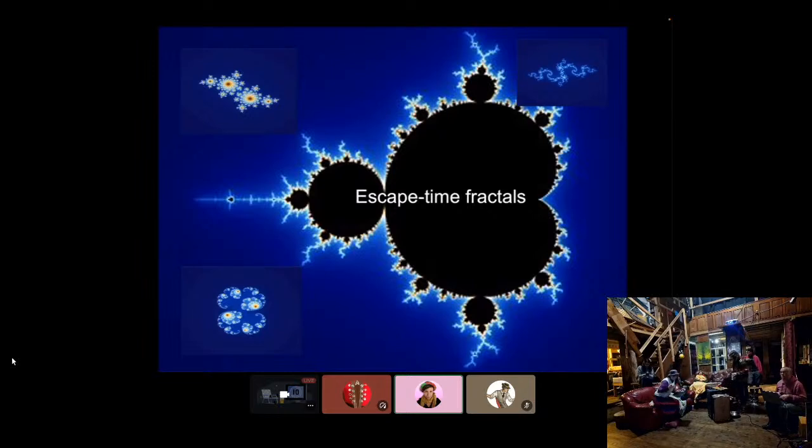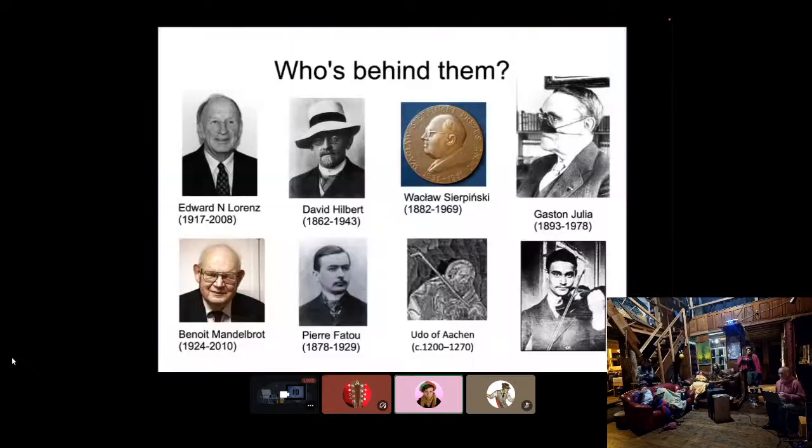The one I'm going to mainly focus on, which is my favourite one because the pictures are nicest and the most interesting, are called escape time fractals. That one there is the most famous one that everyone knows of, called the Mandelbrot set. So we'll have a look at what that is.